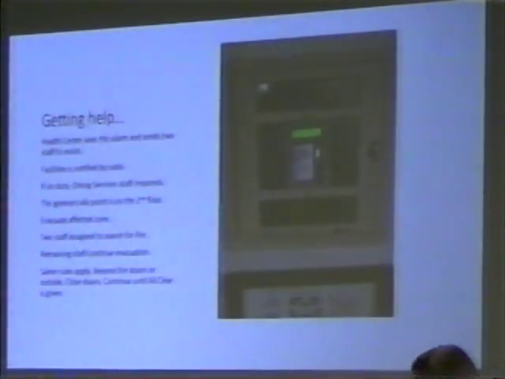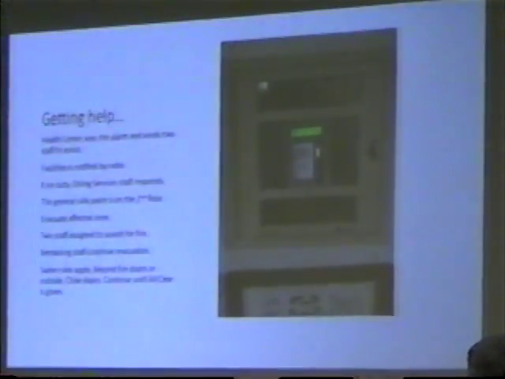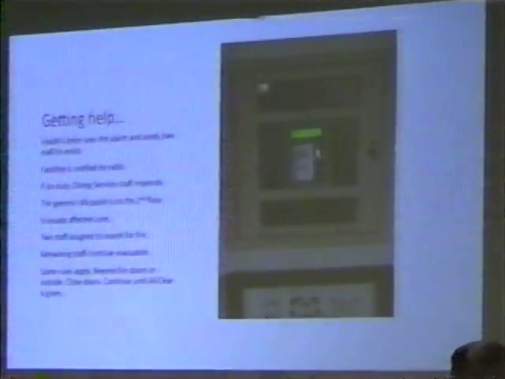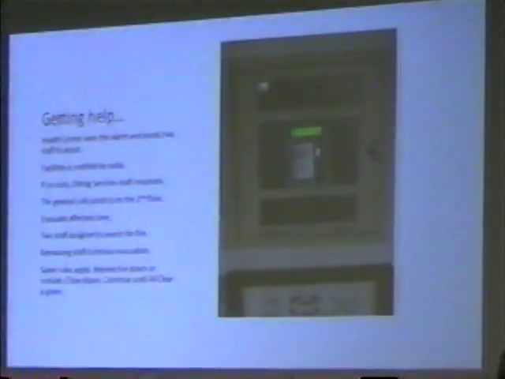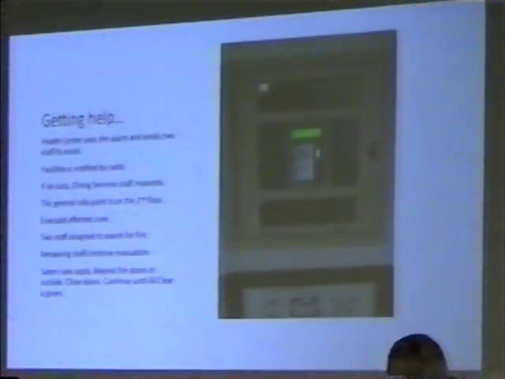If during the day, when dining services is on site, they will respond as well. Now the general rallying point has always been BB Hall, second floor. I don't know why, but that's where we all tend to meet. You would think we'd meet down by the annunciator panel and go from there, but that's not where everybody tends to show up. For some reason, everybody shows up to the second floor.